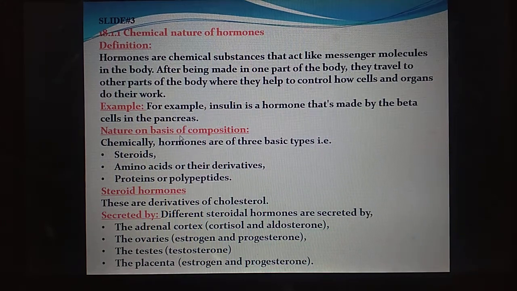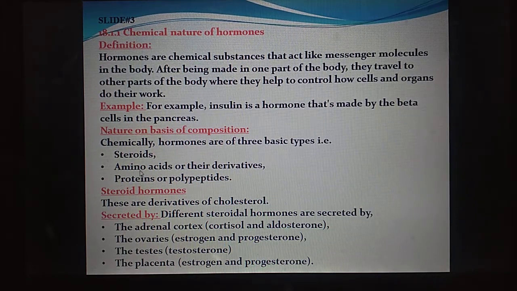Okay. Now, nature on the basis of composition. Chemically, hormones are of three basic types: the steroid hormones, amino acid derivatives, and besides this, the proteins or peptides. Now, the first one, steroid hormones. These are derivatives of cholesterol, meaning that they have been derived from cholesterol.